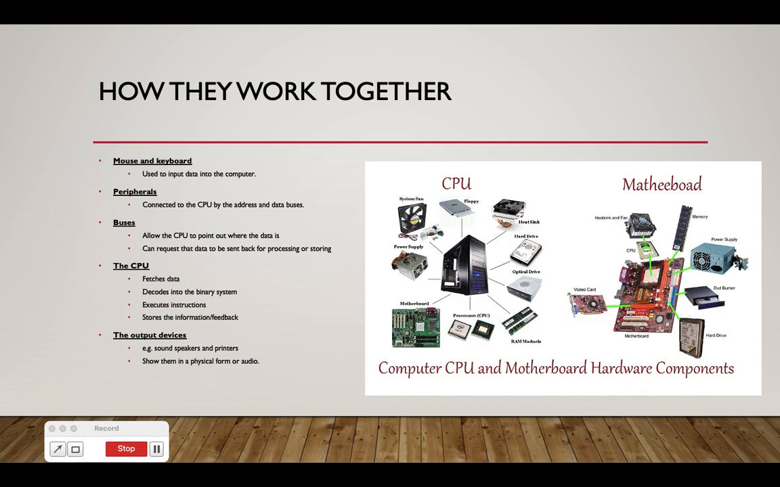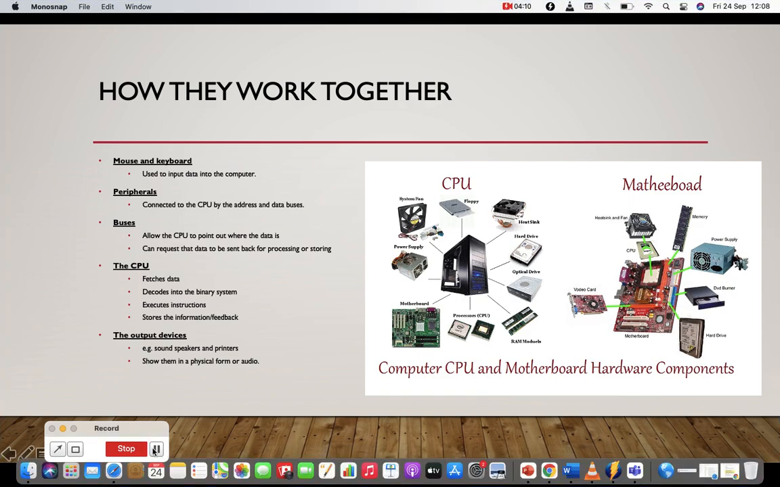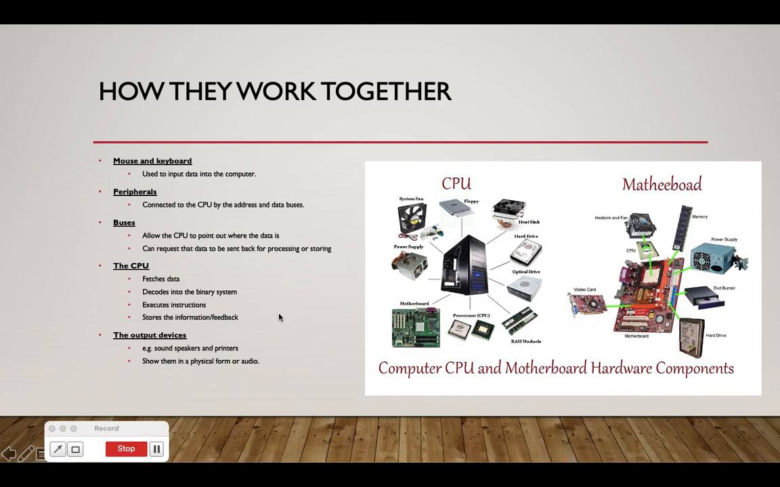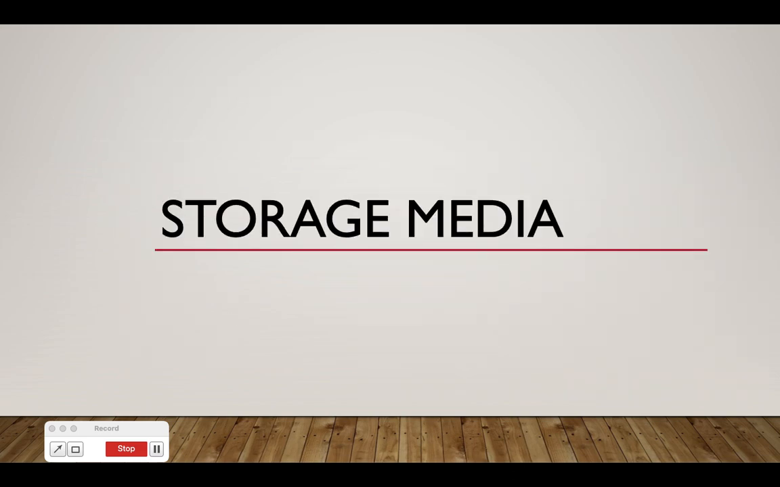So how the different components of the CPU work together. The mouse and keyboard are used to input data into the computer. Next, we have the peripherals, which are connected to the CPU by the address and data buses. Then we have the buses. They allow the CPU to point out where the data is, and they can request that data be sent back for processing or storing. Then we have the CPU and its four functions. And then we have the output devices like sound speakers and printers, and they store the information in physical form or audio. Next, we're going to talk about storage media.